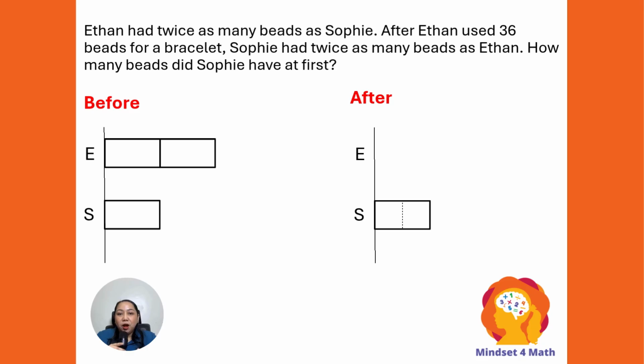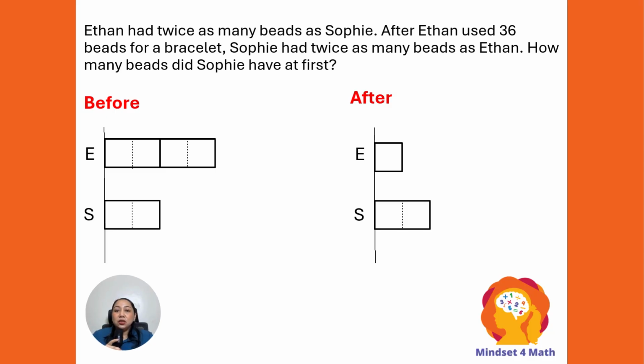It says in the problem that after Ethan used 36 beads for a bracelet, Sophie had twice as many beads as Ethan. So that means we have to cut further Sophie's unit in the after model into two because Sophie had twice as many beads as Ethan. That means we will have one smaller unit for Ethan in the after model. Now we can clearly see that Sophie had twice as many beads as Ethan in the after model.